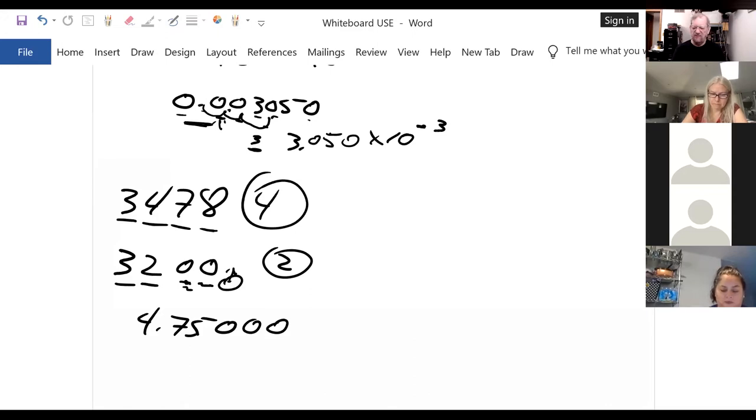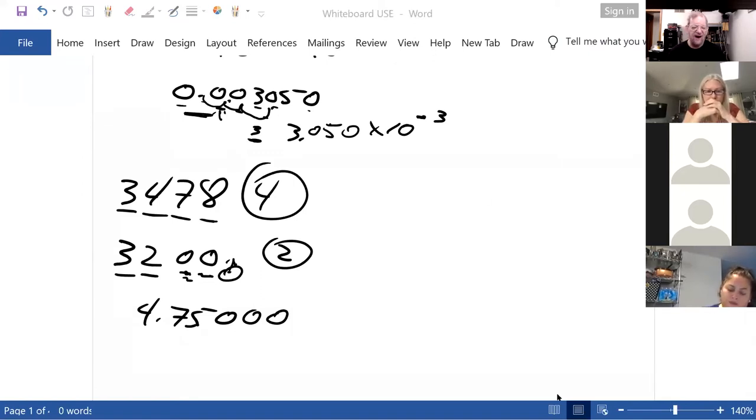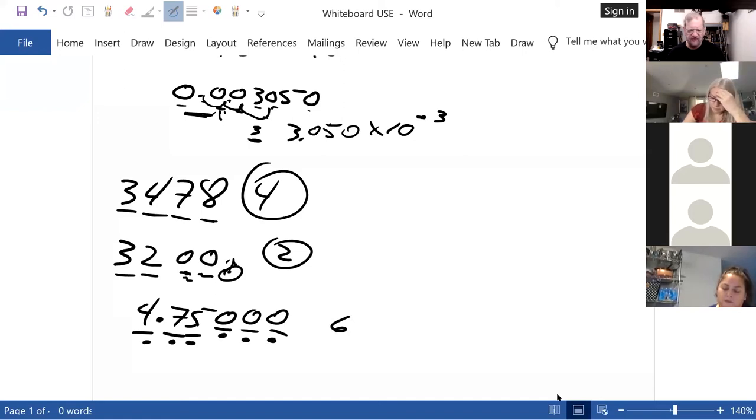How many significant figures does this number have? Thank you for answering. All right, let's take a look. All non-zero numbers are significant. There's a decimal point here. Zeros after the decimal point are significant. 1, 2, 3, 4, 5, 6. Let's move up here and let's do another one.